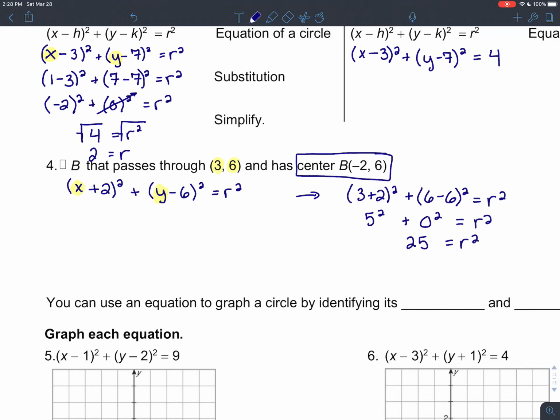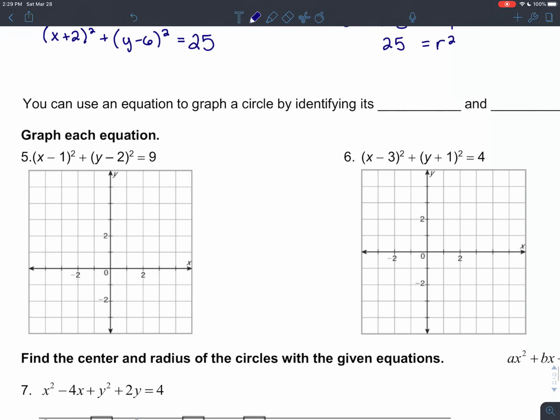And again, we could square root both sides and say that our radius is 5, but that's not really what the question was asking us for. It's asking us for the equation of the circle. So for our answer, we're going to keep the x plus 2 squared and the y minus 6 squared equals, and now we know that r squared is actually 25. So that's our final answer.